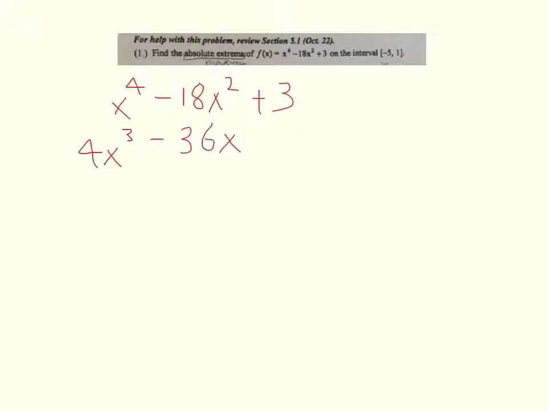Next, we set the derivative equal to 0 and we factor in order to find the critical points. Out of 4x^3 - 36x, we can factor out 4x. So 4x^3 divided by 4x is just x^2, and 36x divided by 4x is negative 9.